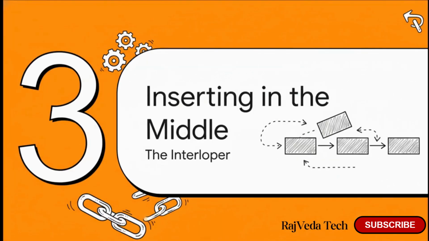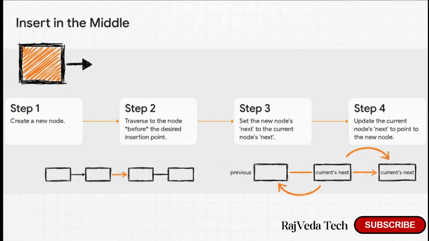All right, now for the most delicate operation of all, inserting right into the middle. With this one, we're not just tacking something onto an end. We are carefully splicing a brand new link into an existing chain. And I'm telling you, the order of operations is absolutely critical if you don't want to break everything. So here's the game plan.